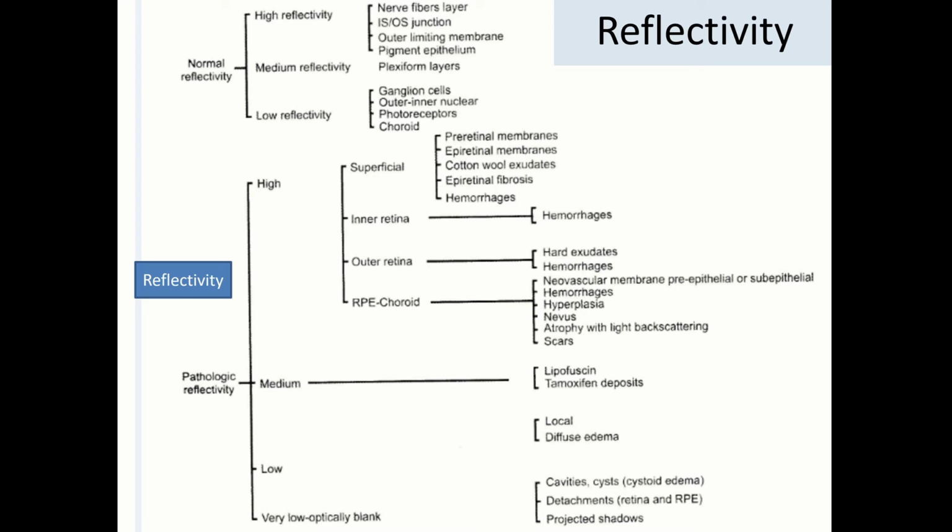RPE and choroid, you've got the same: neovascular membrane, hemorrhages, hyperplasia, nevus, atrophy, scars, they all produce high reflectivity. Medium reflectivity is produced by lipofuscin, tamoxifen deposits, and low reflectivity is produced by local diffuse edema, which looks like black, and very low, optically blank, such as cavity cysts, detachment, and projected shadows.